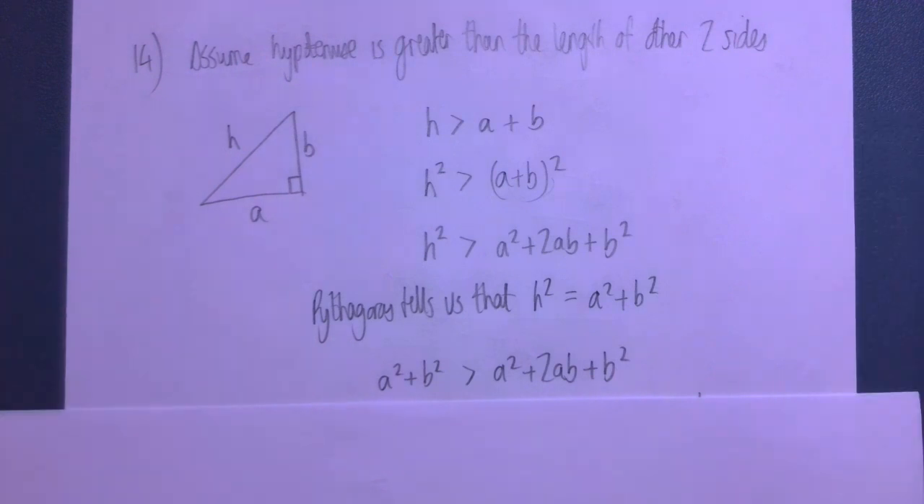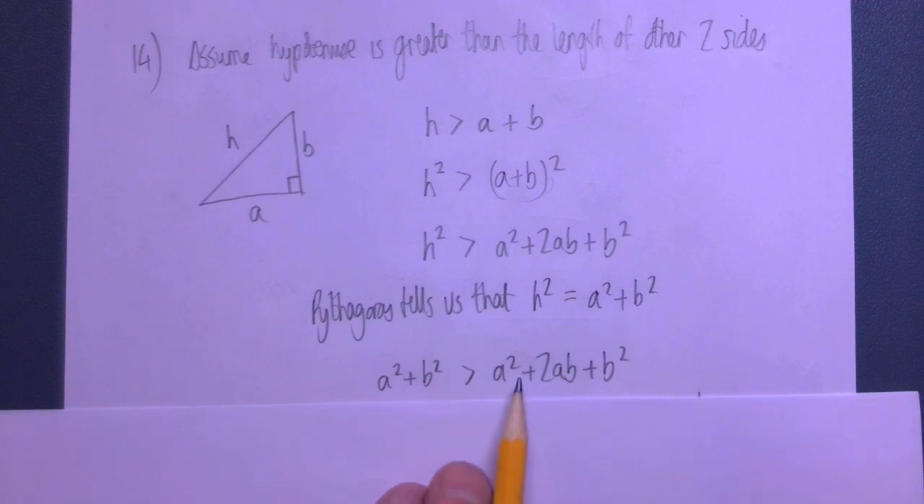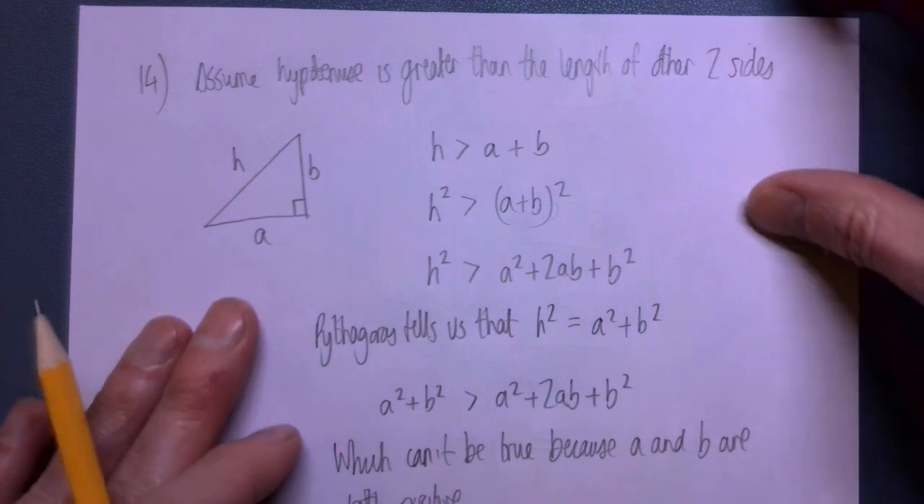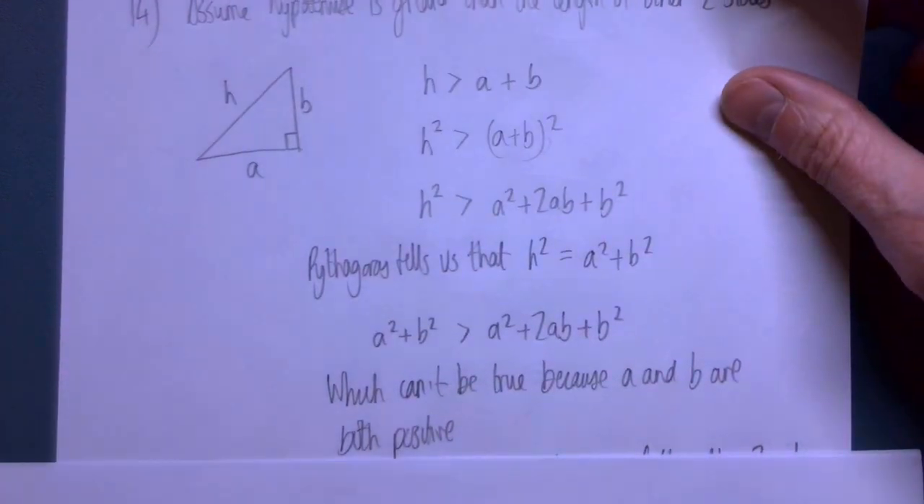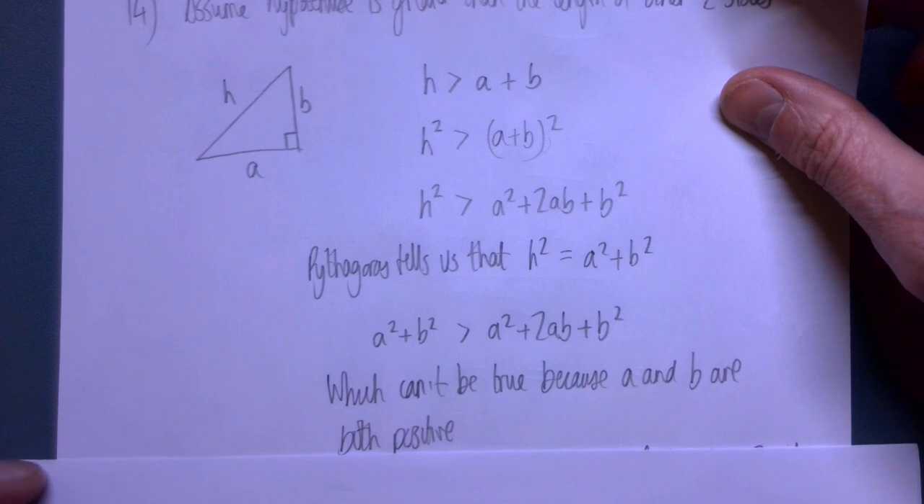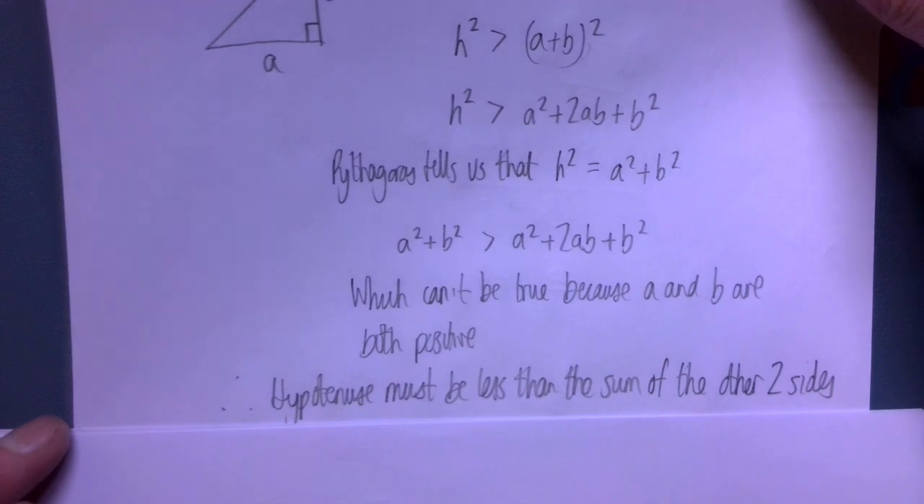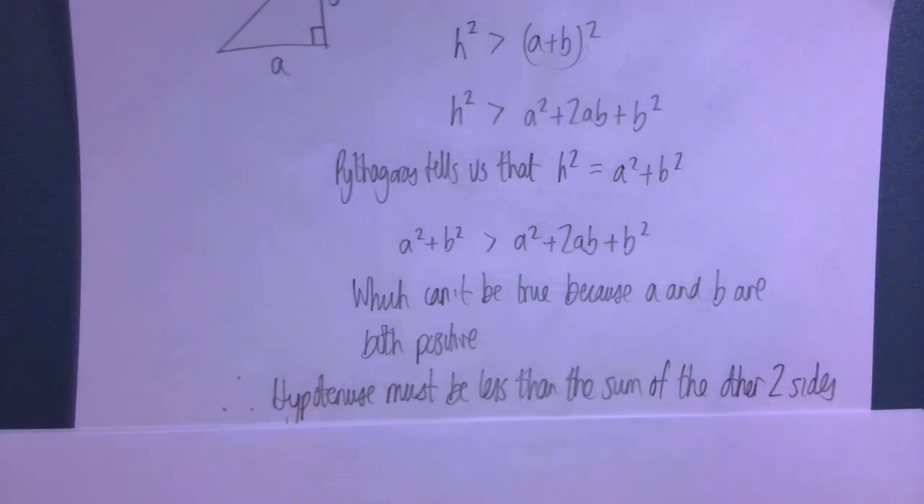Can you see a problem with that statement? Well, yes. This can't be bigger than this because this side's got this extra term. Unless this was negative, but of course A and B are the lengths of a triangle, so this can't be true, and I apologise for my handwriting, it is late. This can't be true because A and B are both positive, and so therefore our assumption was incorrect. The hypotenuse must be less than the sum of the other two sides, as required.